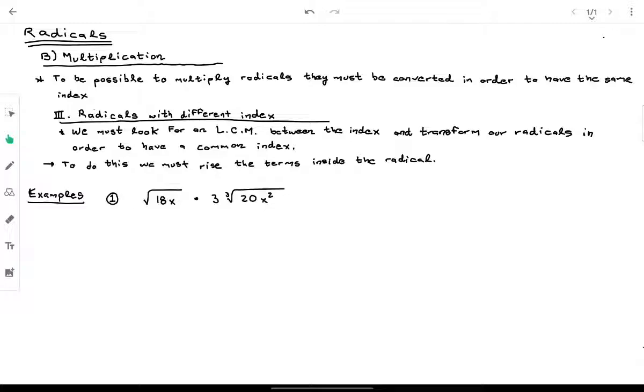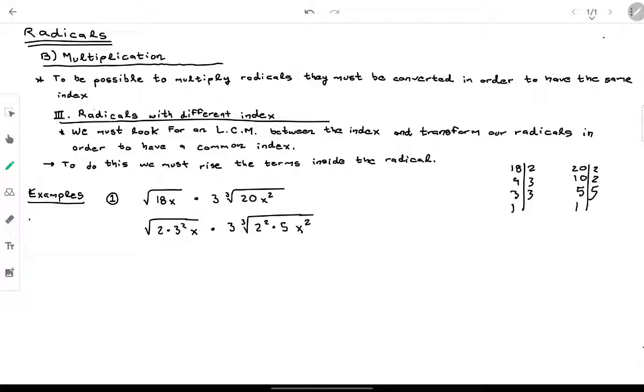On the first one, the first thing we always need to do is decompose our radicals. So if we decompose the 18, divisible by 2, it's 9, 3 is 3, 3 is 1. So it's going to be 2 that multiplies 3 squared that multiplies x. The other one is going to be 3 that multiplies the cubic root of 20. Let's decompose the 20. 2 it's 10, 2 it's 5, 5 it's 1. So it's going to be 2 squared that multiplies 5 that multiplies x squared.